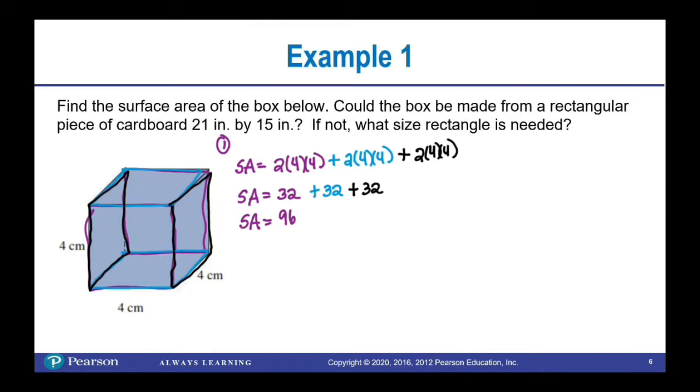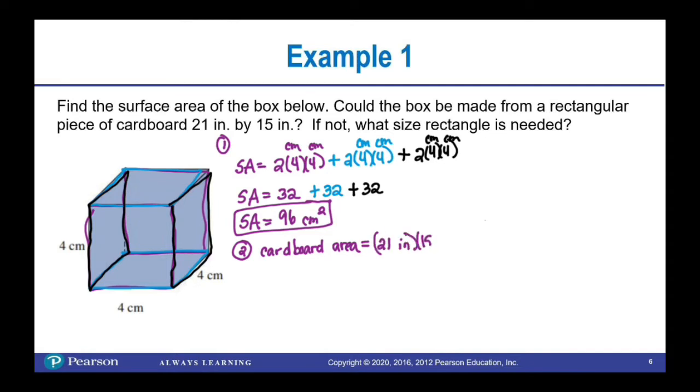Again, I need to think about my units. Now notice in my picture, my units are centimeters. So when I'm finding the area of each side of the box, I have centimeters times centimeters. That means that my units are square centimeters. This is the first thing that the problem asks us to find. Next, the problem asks us, could the box be made from a rectangular piece of cardboard that is 21 inches by 15 inches? So I need to find the area of the piece of cardboard. The cardboard is a rectangle that measures 21 by 15, so length times width, 21 inches by 15 inches. And that gives us 315 square inches.